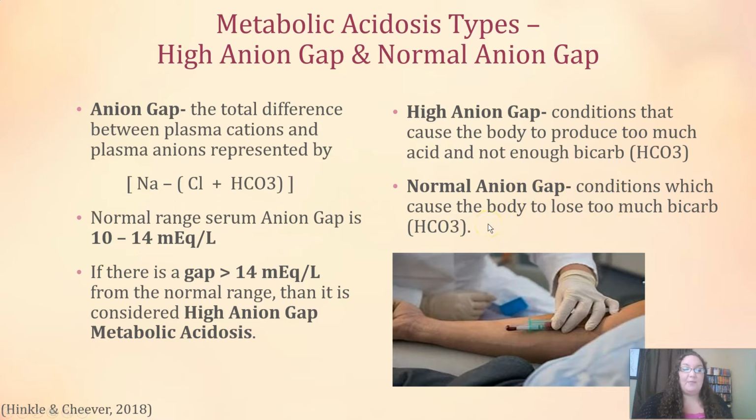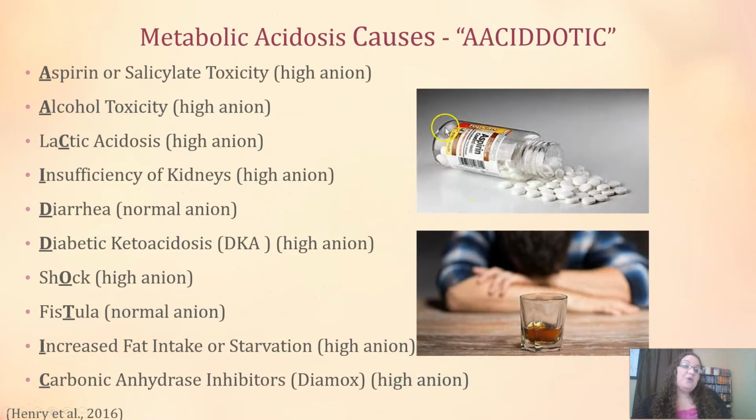There's a dumping somewhere. So what are some causes of metabolic acidosis? And I love acronyms. Acronyms help me study in nursing school. They help me prepare for the NCLEX, and I still use them today in my practice of nursing. So today, the cause is ACIDOTIC. So the first A, aspirin or salicylate toxicity. It's a high anion gap. If someone consumes too much aspirin or salicylate, it breaks down into salicylic acid. So just too much acid in the body.